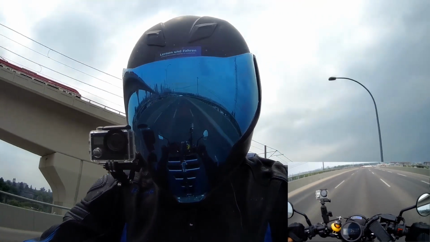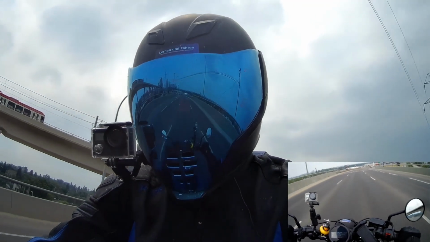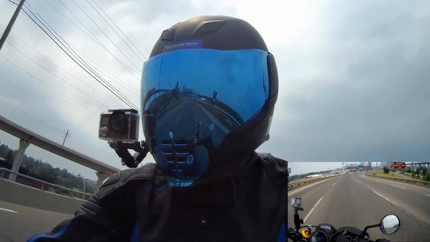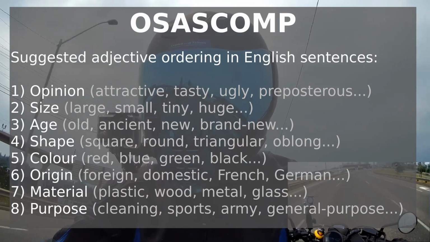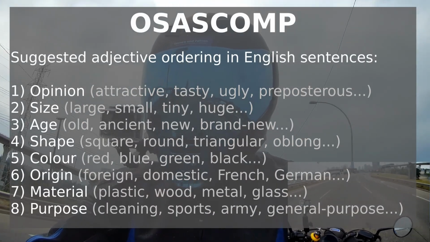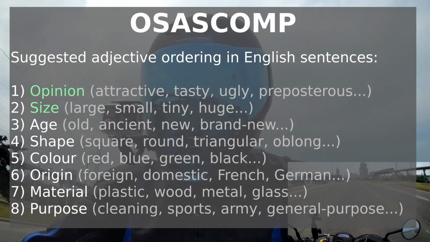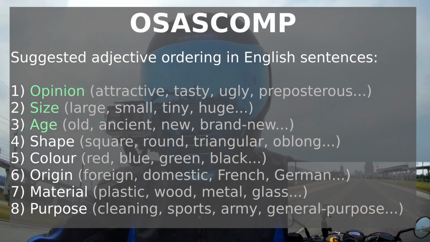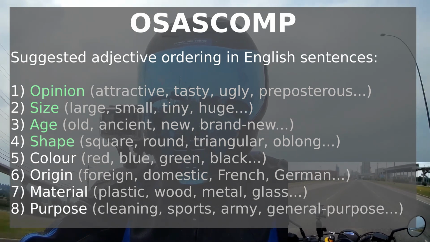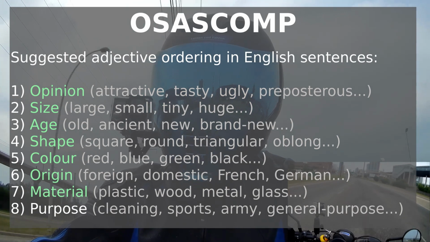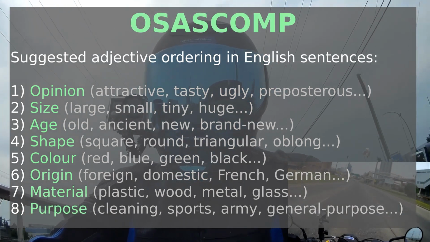OSASCOMP is a handy mnemonic to help people remember the order of adjectives in an English sentence. Now, with OSASCOMP, we break down all the adjectives in the language into one of 8 categories. The categories are, let's see if I remember this: opinion, size, age, shape, color, origin, material, and purpose. I think that's right.